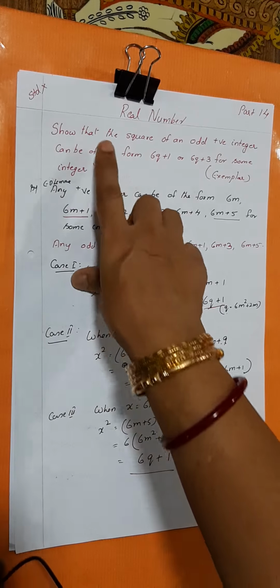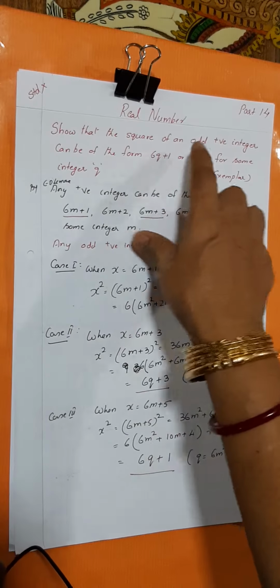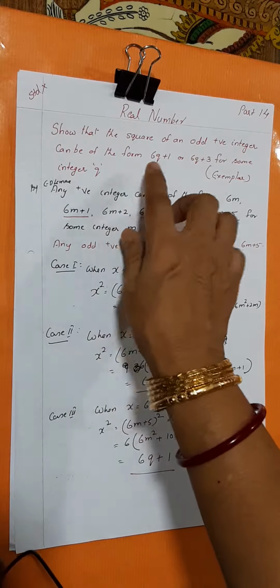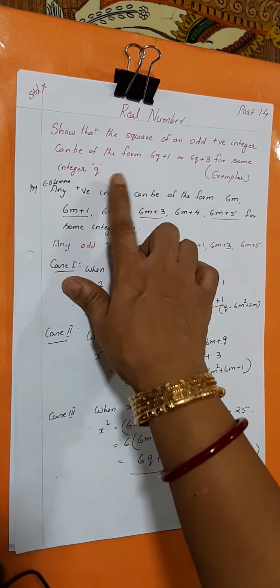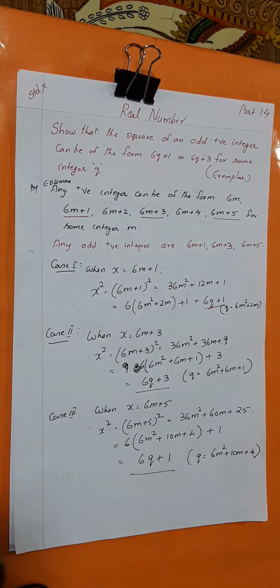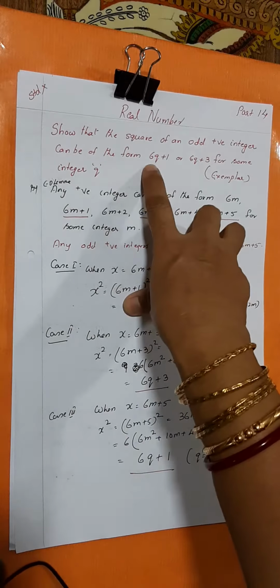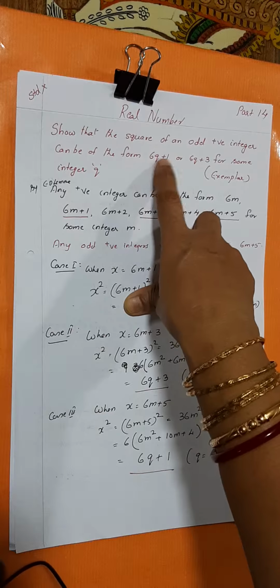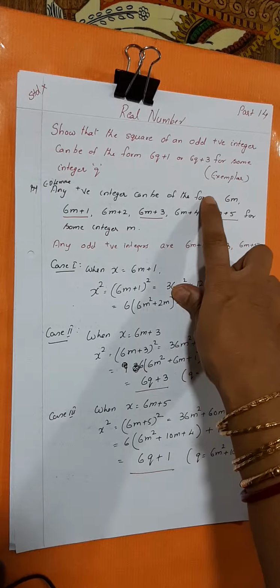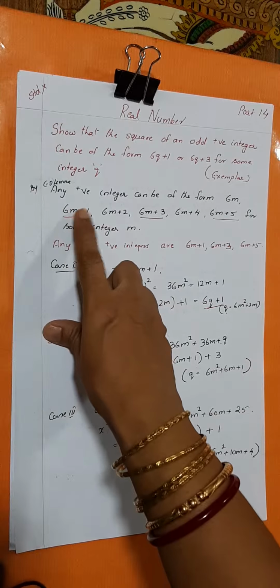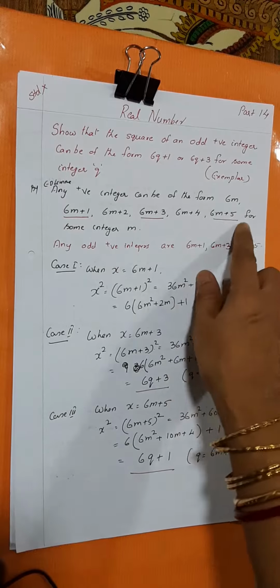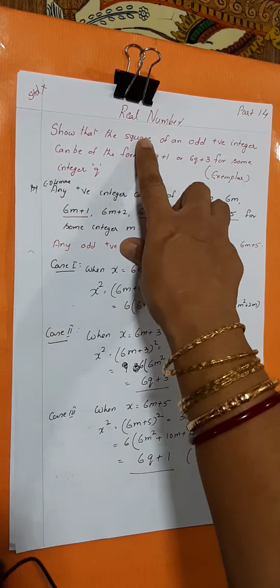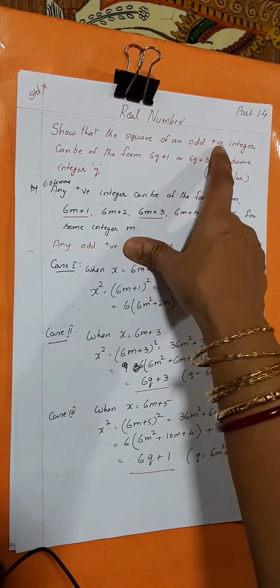Here, show that the square of an odd positive integer can be of the form 6q plus 1 or 6q plus 3 for some integer q. We know that any positive integer can be written in the form of 6m plus r, since it is 6 here, so we take b as 6, with remainder 0 to 5. Now we have to take the square of an odd positive integer.